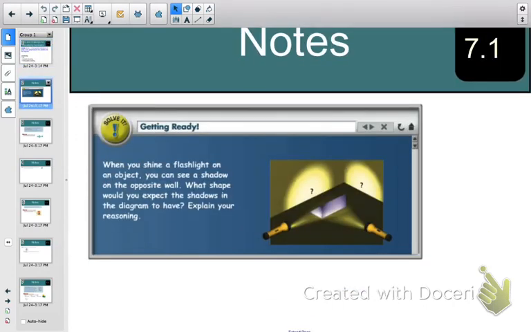Okay, so looking at this problem, it says when you shine a flashlight on an object, you see a shadow on the opposite wall. What shape would you expect the shadows in the diagram to have? If we're looking at this right here, that's coming from this flashlight, so that's going to project as a rectangle onto that wall. And then this one is shining its light on the triangle here, so this is going to look like a triangle on that wall. Fun stuff.